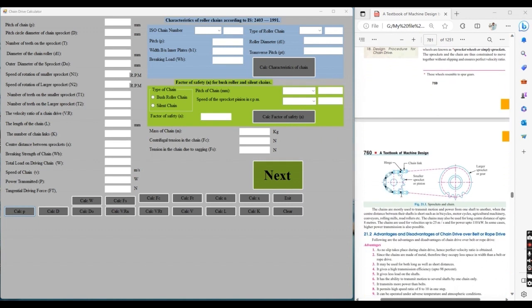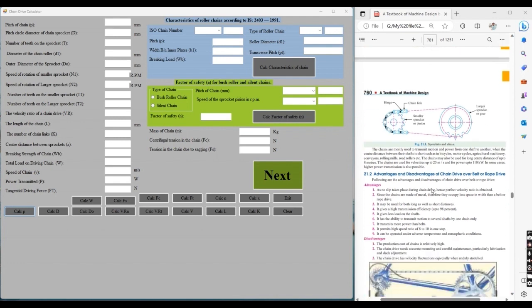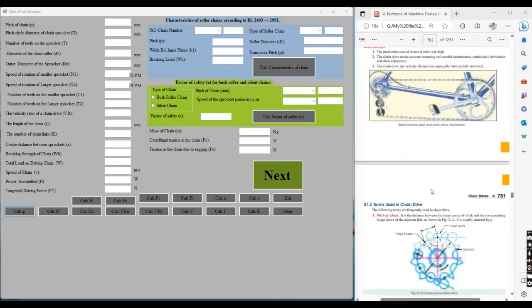Here there is a textbook called A Textbook of Machine Design by Khurmi. It is an Indian standard book. All the formulas which are used in my application are from this textbook, and I will show you the formulas in the textbook and the calculations in my chain drive calculator application.